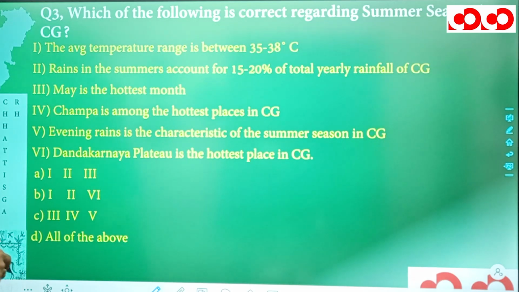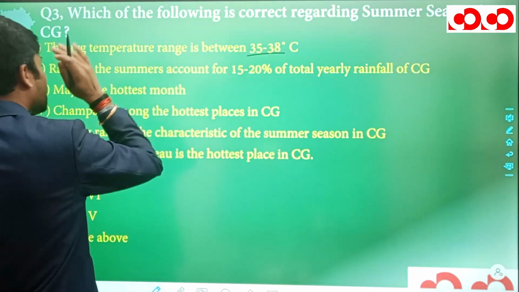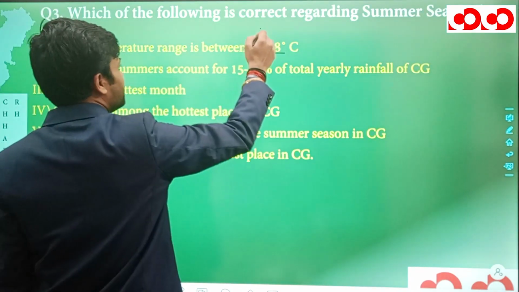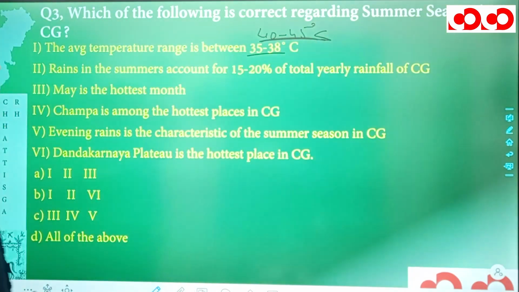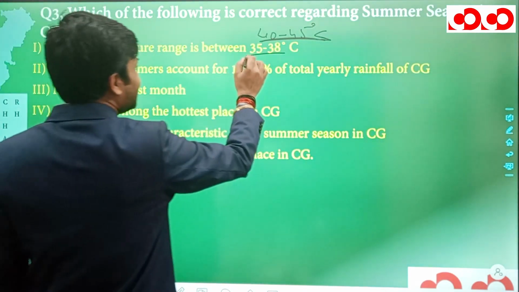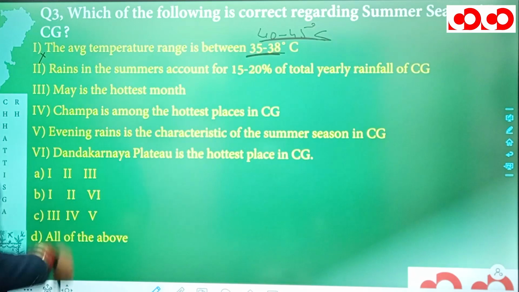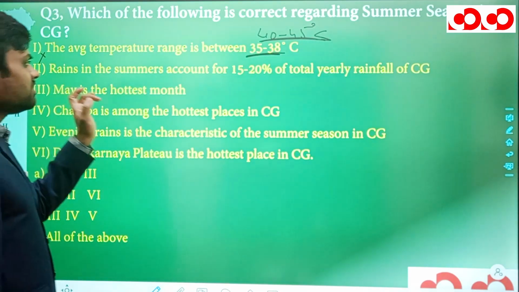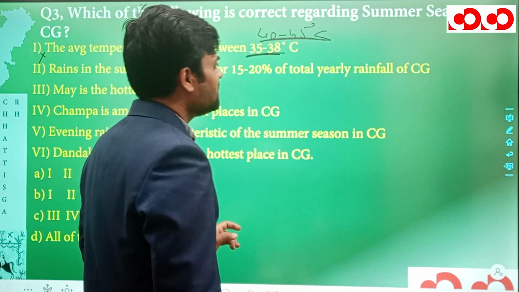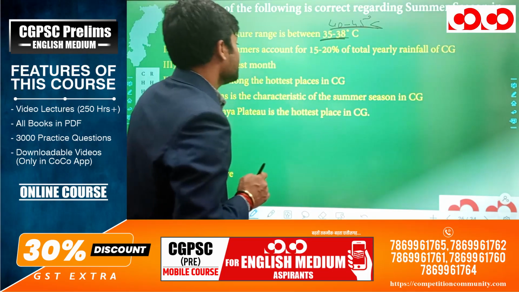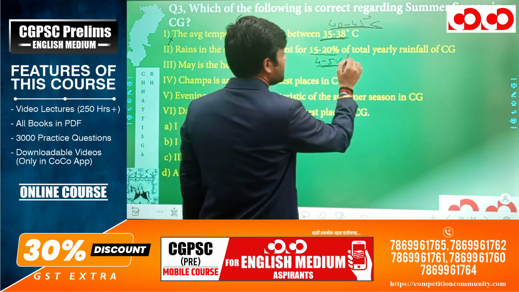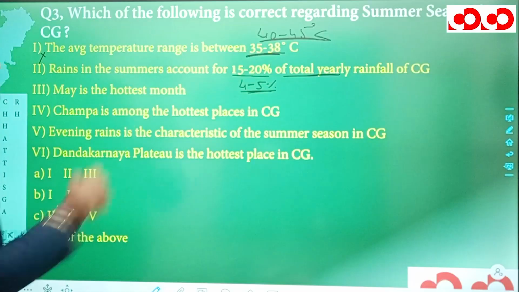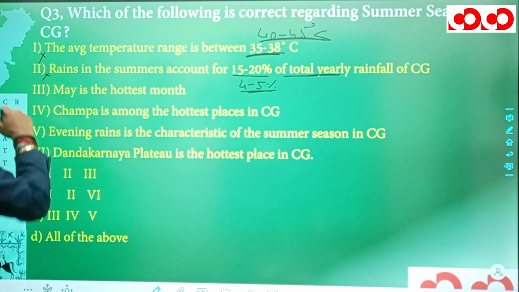Which of the following is correct regarding summer seasons in Chhattisgarh? The average temperature range is between 35 to 38. So let me tell you, the average temperature range is between 40 to 45 degrees centigrade in summer seasons in Chhattisgarh. Since 30 to 38 degrees is given, hence this statement is going to be incorrect. Second statement says rains in the summers account for 15 to 20% of the total yearly rainfall of Chhattisgarh. So let me also tell you that the summer rains actually account for 4 to 5% of the total yearly rainfall of Chhattisgarh and not 15 to 20%, and hence this statement is also going to be incorrect.